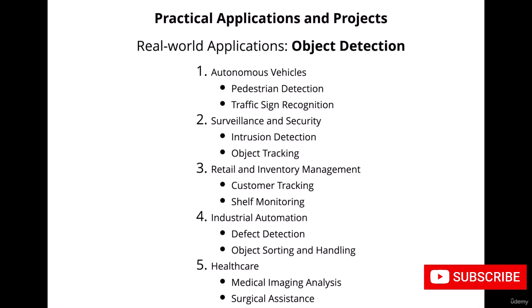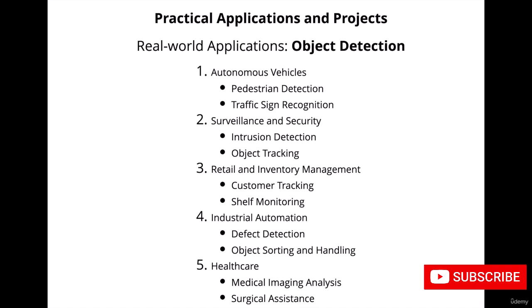Next industry is retail and inventory management. Customer tracking. Object detection systems track customer movements and behavior within retail stores, analyzing foot traffic patterns, dwell times, and customer interaction with products. This data helps retailers optimize store layouts, product placements, and marketing strategies to enhance the shopping experience.